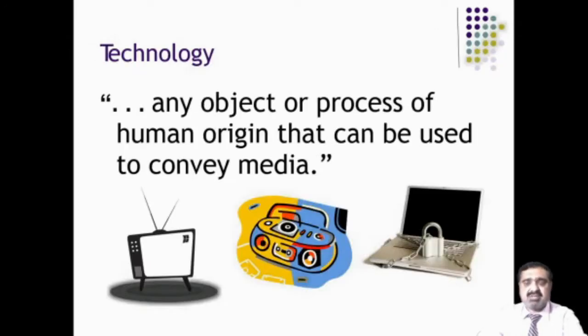So what is technology? Technology is an object or process of human origin that can be used to convey media. In other words, we can define technology as the application of scientific knowledge to the practical aims of human life, or, as it is sometimes phrased, to the change and manipulation of the human environment.